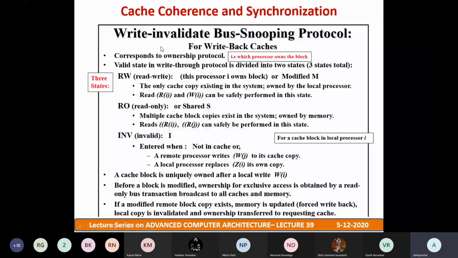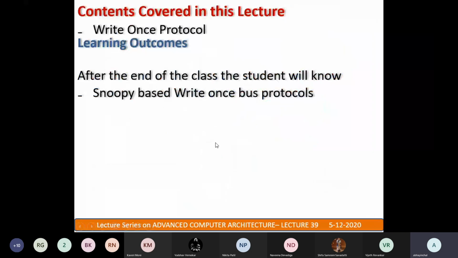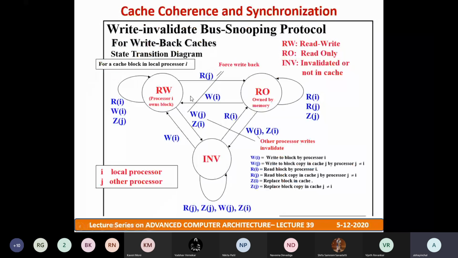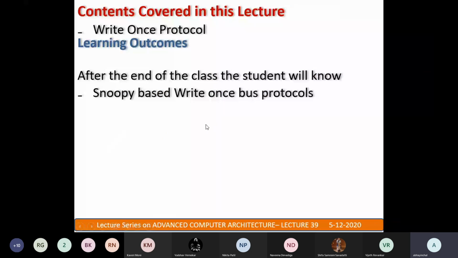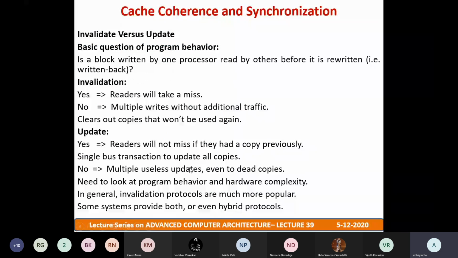Here, instead of two there will be three states, and this is the advantage over the write through protocol. In this class, we will look at the write once protocol. Before that, let us discuss what is invalidate versus update protocol, because write once is an update protocol. What is the difference and how are we going to check?